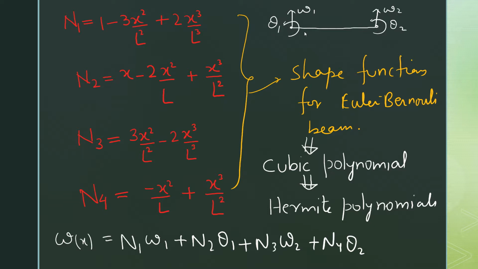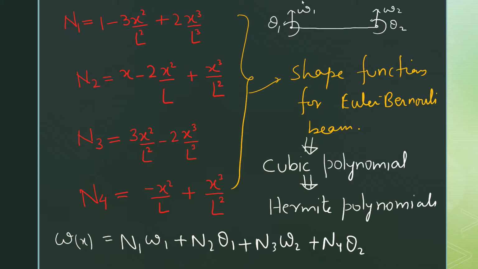At any point, if we find the vertical displacement within this element, what do we have to depend upon? It would be a function of x from here to here. So this w of x would be a function of the shape function N1.